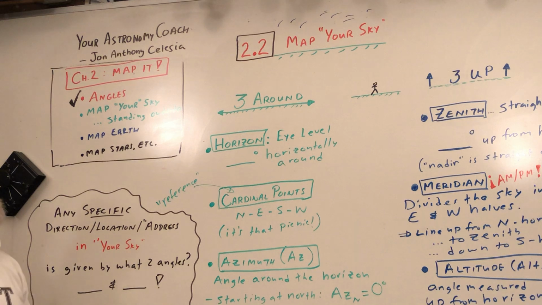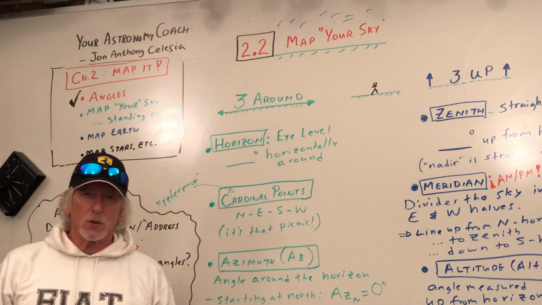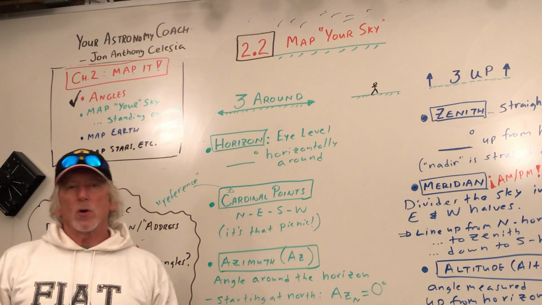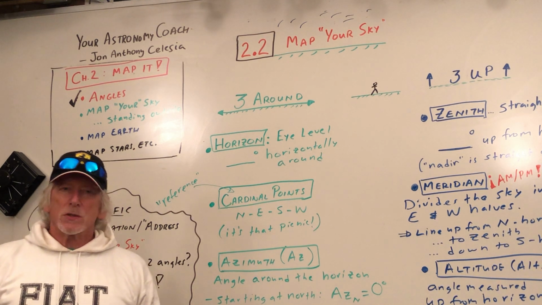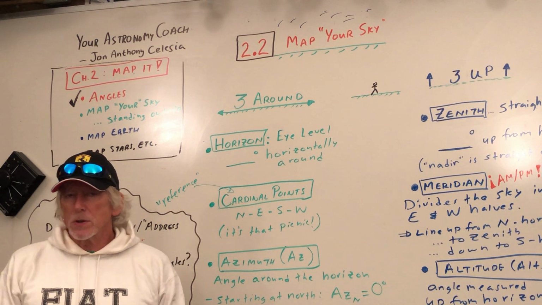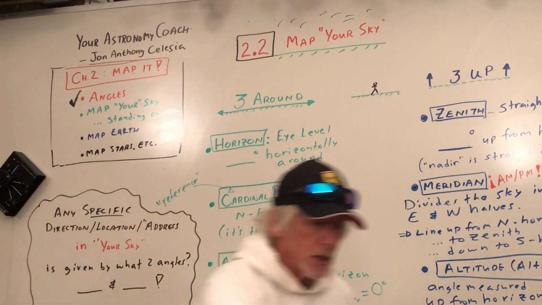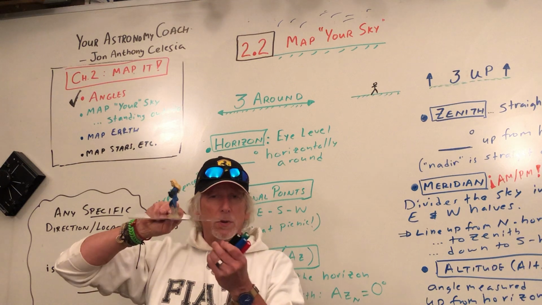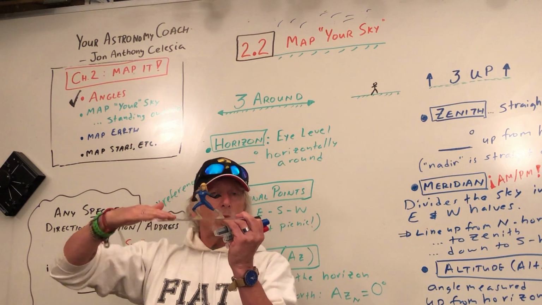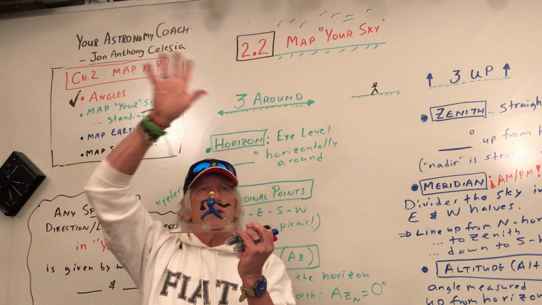Let's map your sky. And by that, now that's kind of a funny term. Some people say map your local sky or the local sky. I'm not sure that helps. You can use that if you want. What I'm talking about is just good old shepherd and sheep standing outside on your ground, in your sky.